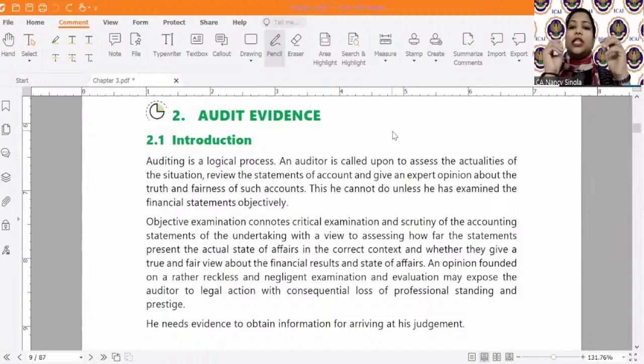So the first word is what? Information, right? Information used by the auditor in arriving at the conclusions on which the auditor's opinion is based. Now students, try to understand what constitutes this term information. This information is of two types, which has been given by SA 500.